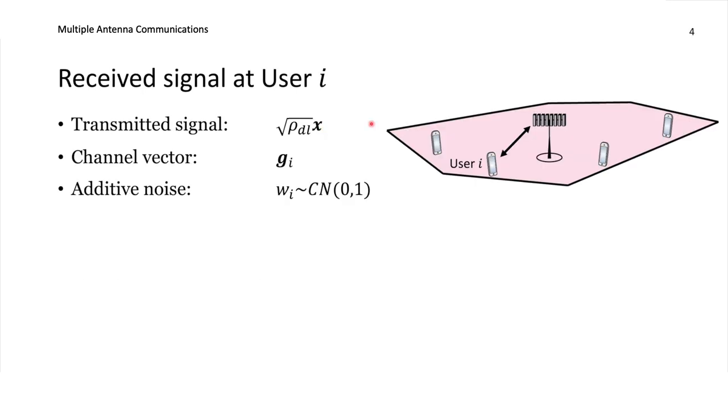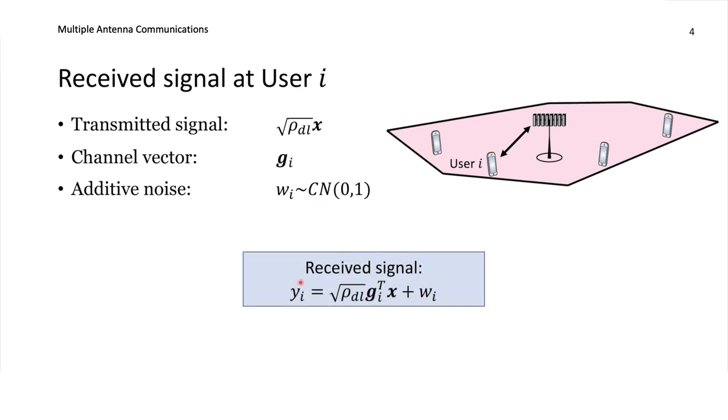We will now characterize the received signal at user i. So remember, the transmitted signal was x times the square root of rho downlink. We had a channel vector to this user, that was g_i, and then we need, of course, to have additive noise, w_i, at user i. And we have normalized things, so we have a variance equal to 1, it's a Gaussian noise. Then the received signal at this user is called y_i. It's going to be an inner product between the channel vector and x, but it's just a transpose here. That is because we are getting each transmitted signal multiplied with the corresponding channel coefficient in g_i. So there is no complex conjugation or anything like that going on. So we just get x multiplied with g_i transpose. And then we have the transmit power, and then we add the noise.